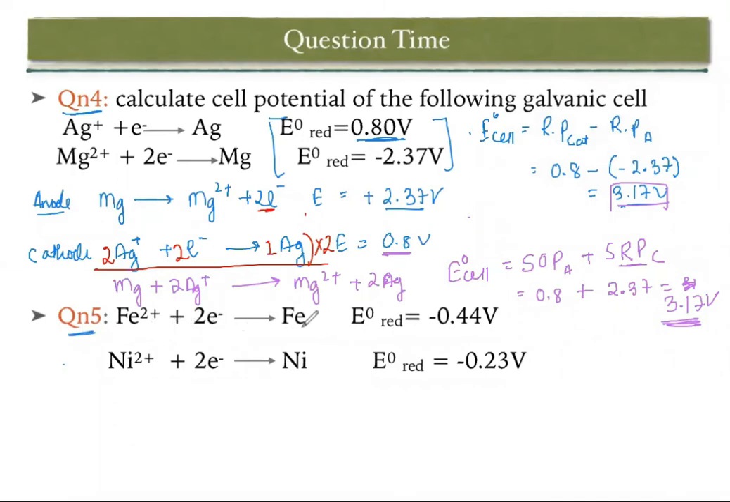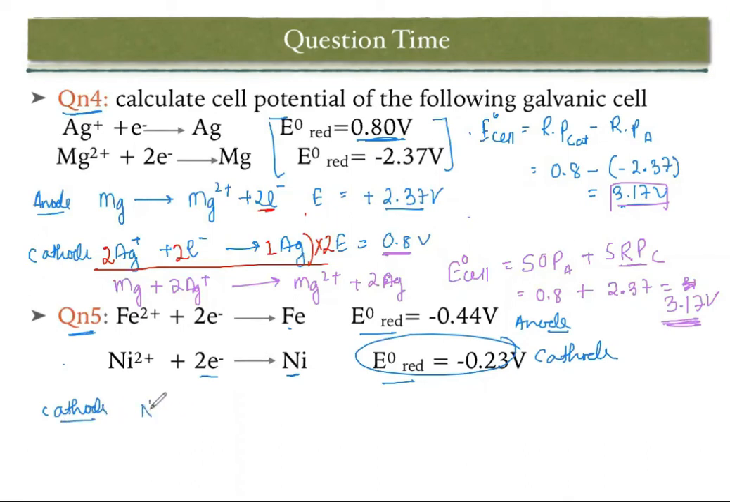Fe2 plus 2 electrons gives Fe, Ni2 plus 2 electrons gives Ni, and in both cases the reduction potential is given. Now as I have already told you, if the reduction potential is given, then we have to look at the higher value, and that will act as the cathode. So here, as you see, this is the higher value, right? So this is the cathode and that one is the anode. Okay, so now just write the cathode and anode reactions. This will be your cathode. So the cathode reaction will be the same as above: Ni2 plus 2 electrons gives Ni, nickel.